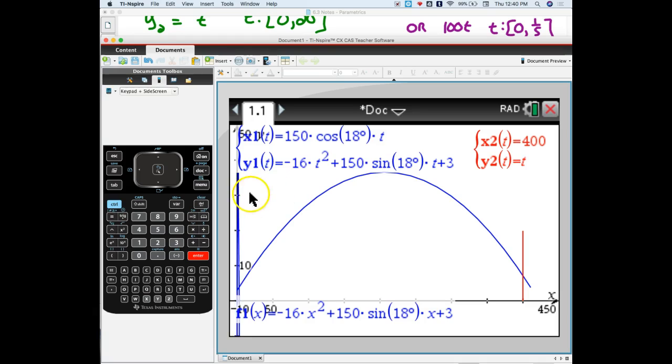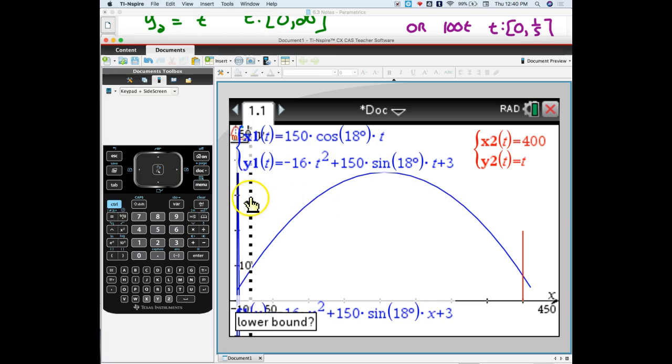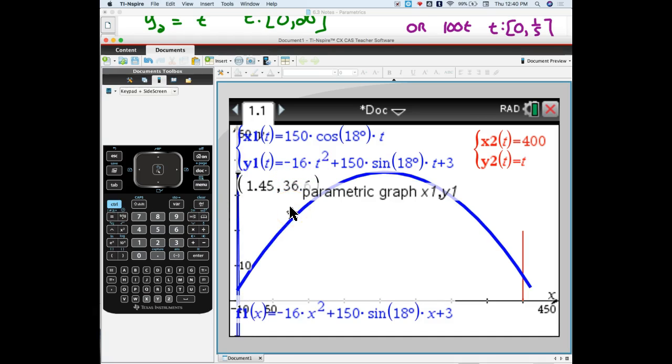Okay? It just so happens to be over here. Okay? And I can find the maximum of that graph. So the maximum of that graph says that at 1.45 seconds, we are 36.6 feet off the ground, okay, as my maximum height. That's one way of doing it.